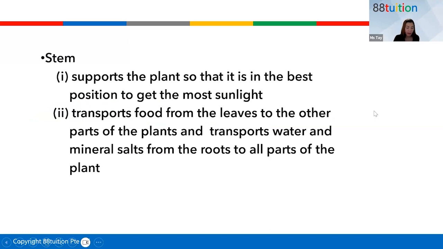Next, talk about the stem. What is the function of the stem? If you recall, stem actually supports the plant so that it is in the best position to get the most sunlight. So the roots will anchor the plant in the soil firmly. The stem will give the support so that the leaves can get the most sunlight. Can you see that? They have their own role. Don't mix up. This is usually being mixed up. Some people say that the roots are responsible for the leaves to get more sunlight.